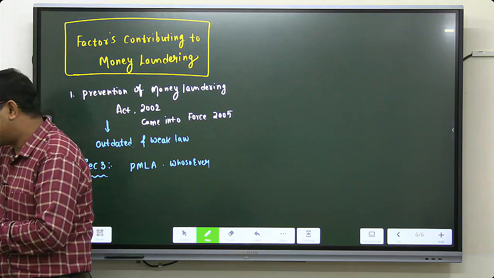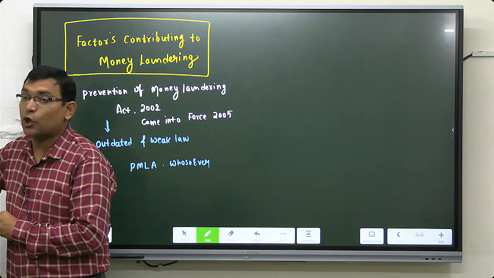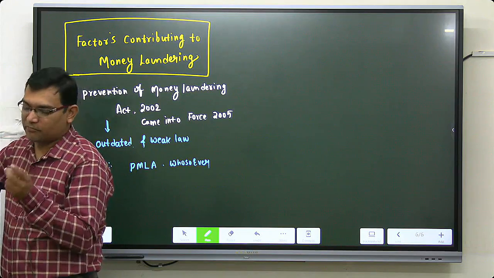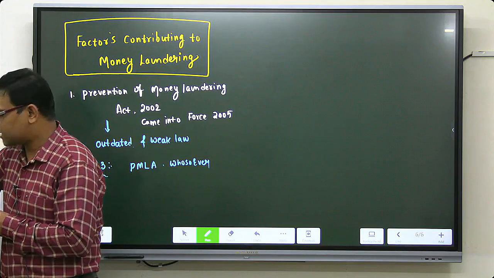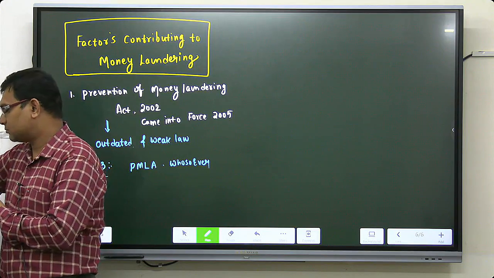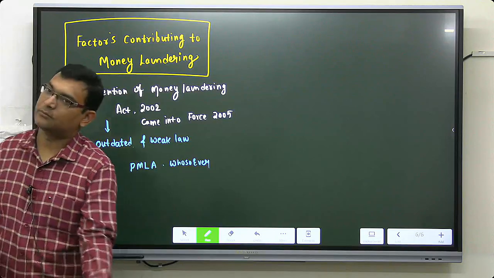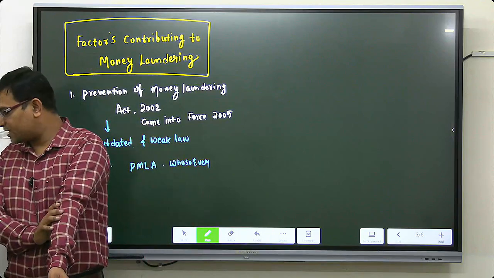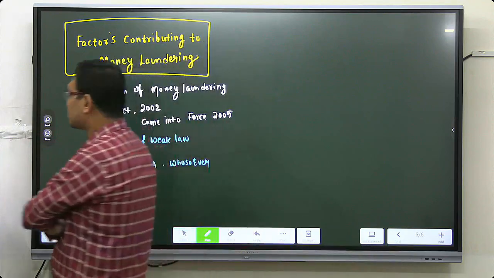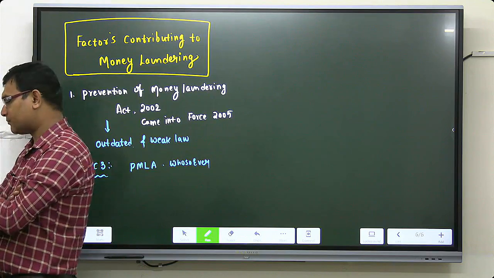Next line. PMLA prescribes the obligations of banking companies, financial institutions, and intermediaries for verification and maintenance of records. Okay, next line.